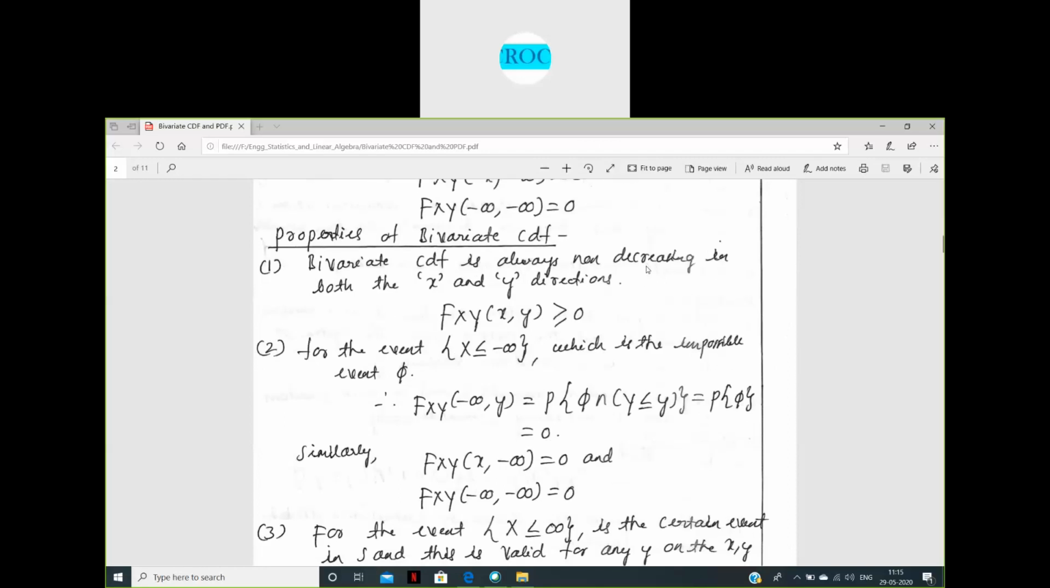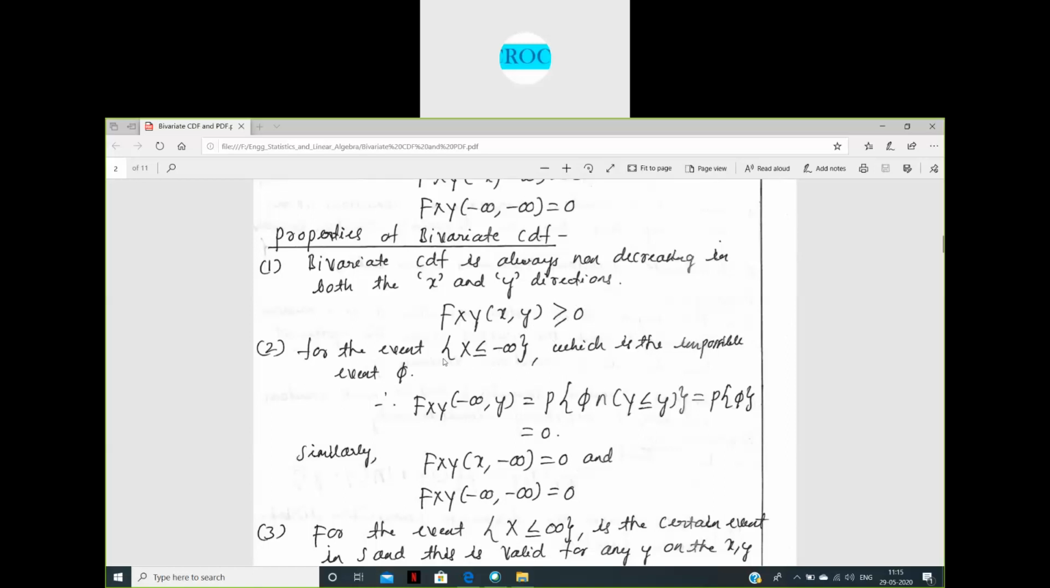Now what are the properties of the bivariate CDF? We know that the CDF is always non-decreasing and non-negative, so that what we had was F_X(x) greater than or equal to 0. For the bivariate CDF, this is always non-decreasing in both the x and y directions, and it is given by F_XY(x,y) greater than or equal to 0.